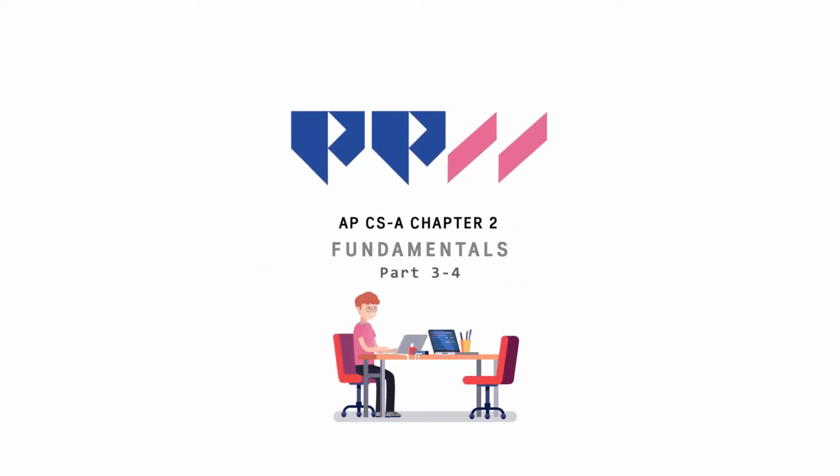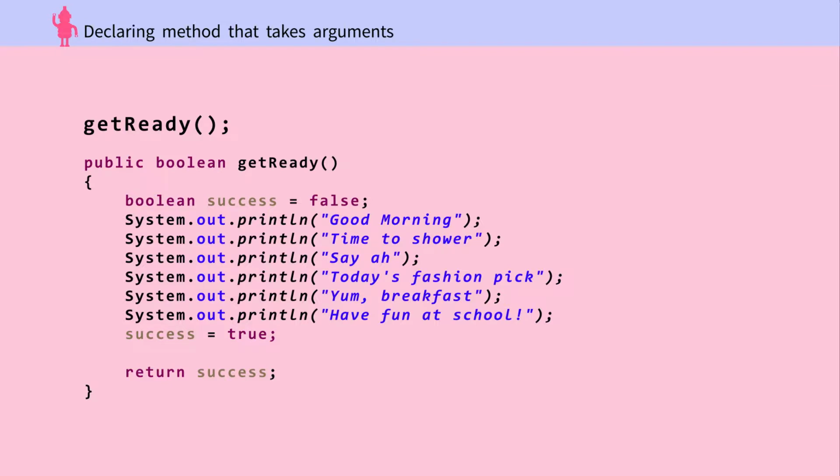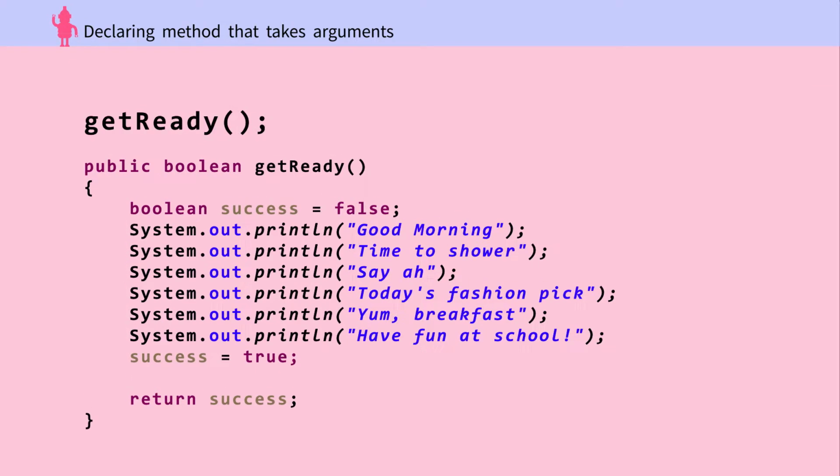Chapter 2, Fundamentals, Part 3. Declaring methods that take arguments. Methods can do much more. Let's upgrade the getReady method so it can do more.